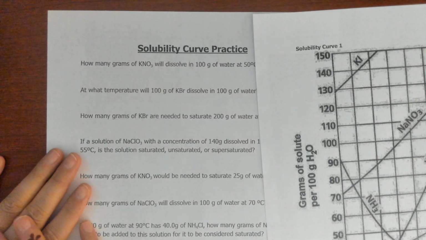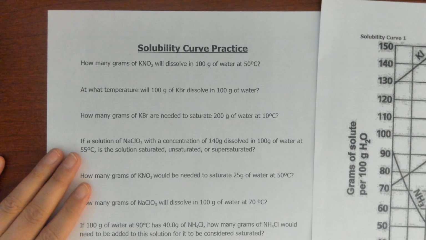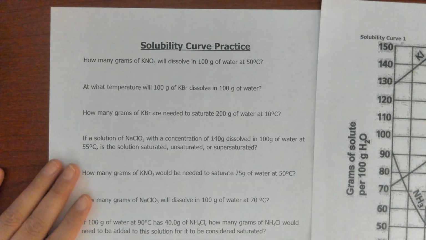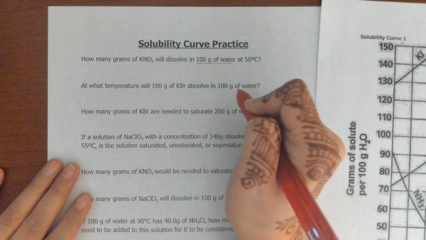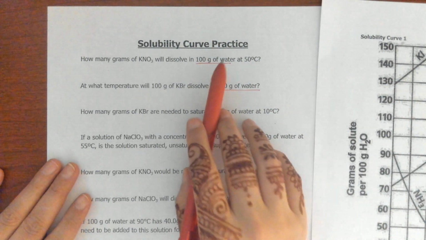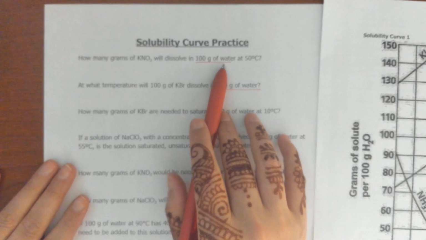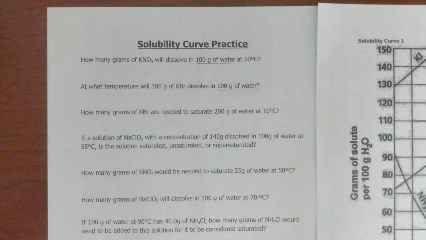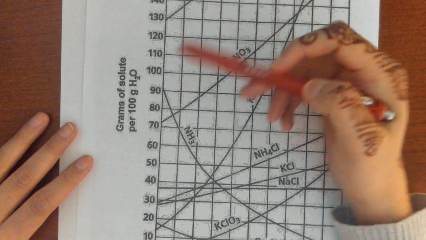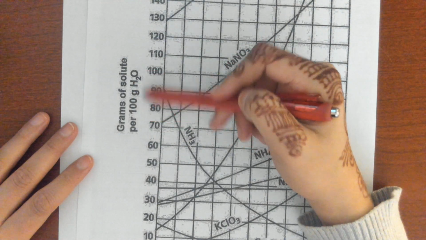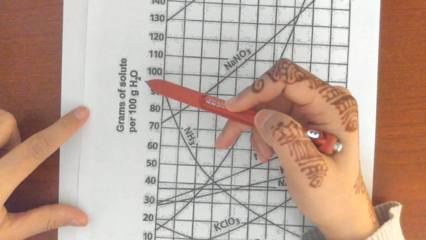So, how many grams of KNO3, potassium nitrate, will dissolve in 100 grams of water at 50 degrees Celsius? First off, you may see a pattern in all these questions: a lot of 100 grams of water, right? The 100 grams of water just tells you how much solvent you have. Remember, solvent is what you use to help dissolve the thing that you're putting in. The y-axis here is per 100 grams of water. Think of it as a beaker of water that you put stuff in to dissolve, right? And so that's the standard.